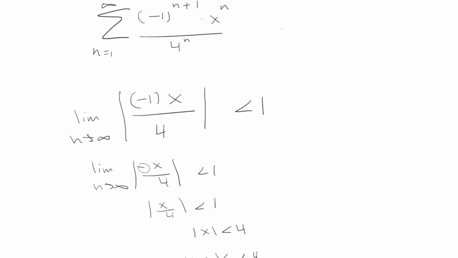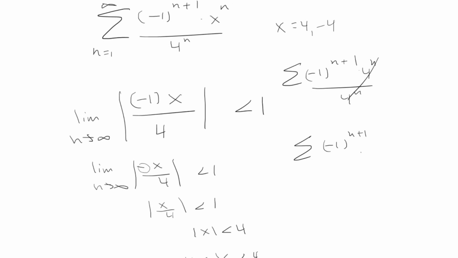If x is 4, we have negative 1 to the n plus 1 times 4 to the n over 4 to the n, which is just negative 1 to the n plus 1. And we know that this limit does not go to 0, so therefore it automatically diverges.